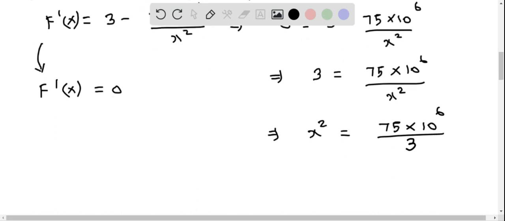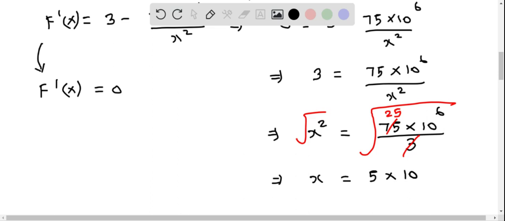Now I have to take square root on both sides so that I get the value of x. So I take the square root. Notice that square root of x squared is x, and 75 by 3, we can simplify this. Inside the square root, this is 25. So we have 25 times 10 power 6 under the square root. Notice that square root of 25 is 5, and square root of 10 power 6 is 10 power 3, because the power will get reduced by half if you take the square root. So this is equal to 5 into 1000. This is equal to 5000.